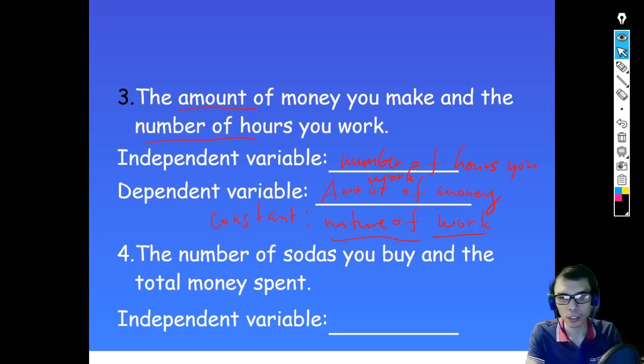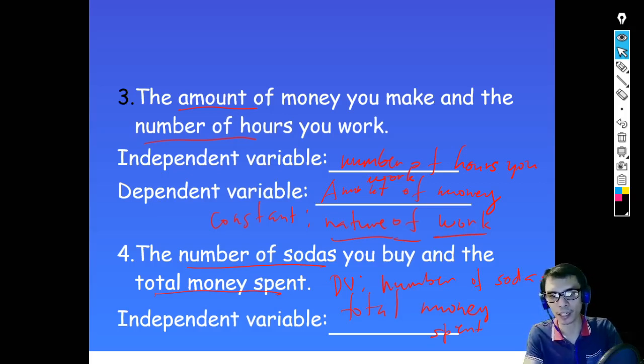Next one, number 4: the number of sodas you buy and the total money spent. The number of sodas is somehow affected by the total money spent. Meaning to say, the independent variable in this situation is the total money spent. The number of sodas depends on the total money that you spent. So the number of sodas is the dependent variable, and the total money spent is the independent variable.